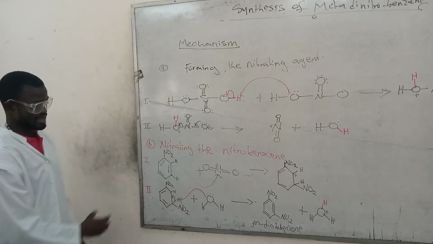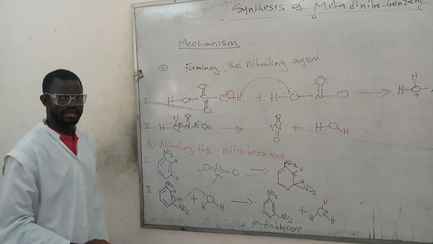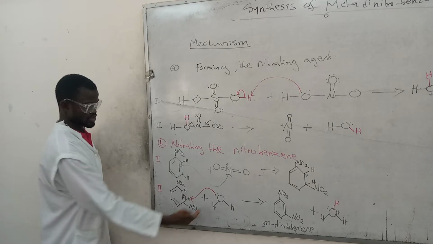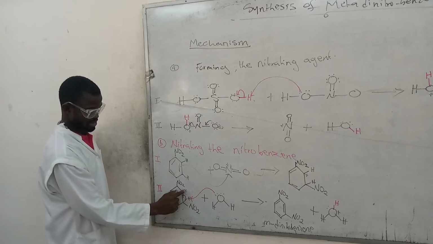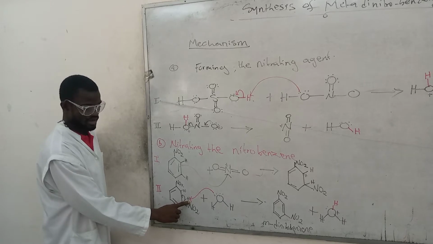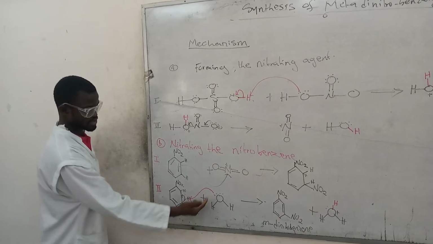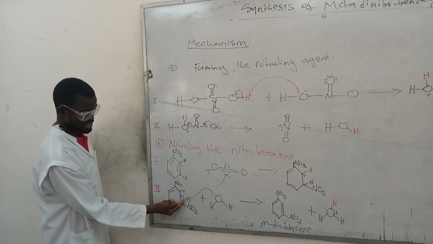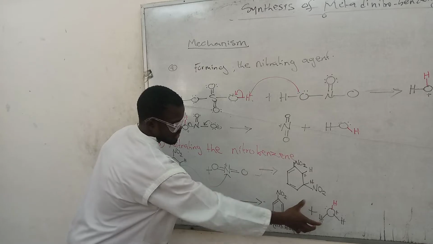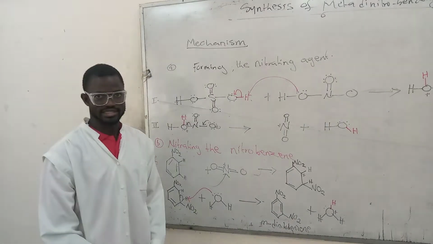Now, step 2 of that is that water in our system, which can act as an acid and a base, is in this case acting as a base. So water removes the proton. Remember, there are 2 protons here, but it removes this proton because it is more acidic. Why? Because of the presence of the electron withdrawing group here. So it deprotonates here, and the electrons are donated to form the aromatic ring back. And this is what we call meta-dinitrobenzene.